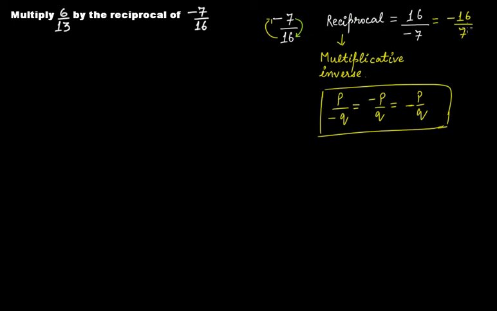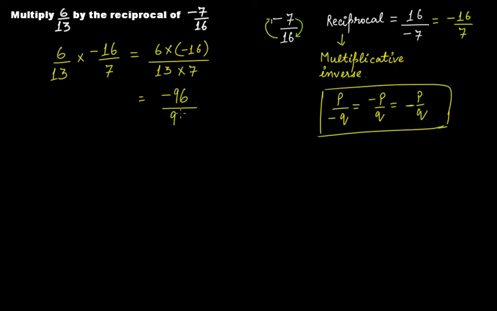Okay, so minus 16 over 7, if you multiply minus 16 over 7 with 6 over 13, because we have to multiply by the reciprocal of minus 7 over 16, you get 6 times minus 16 and 13 times 7, minus 96 by 91. So this is your answer.